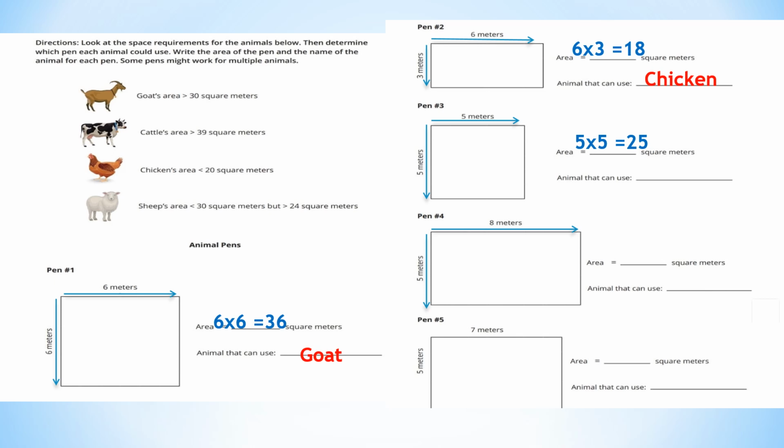Let's complete pen 3. 5 times 5, 25. It's suitable for sheep, because sheep wants a pen which is smaller than 30 but greater than 24, and 25 is between them, between 24 and 30, and so on. You can complete it by yourself. It's very easy, I think so.